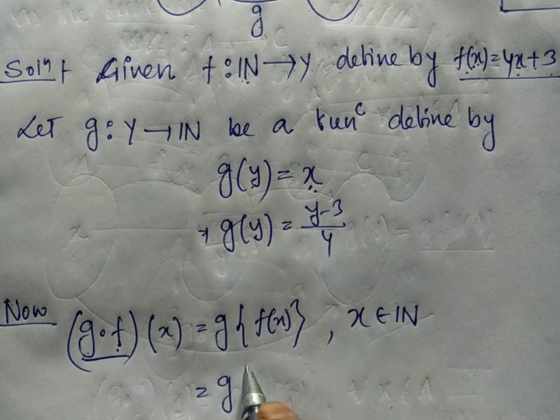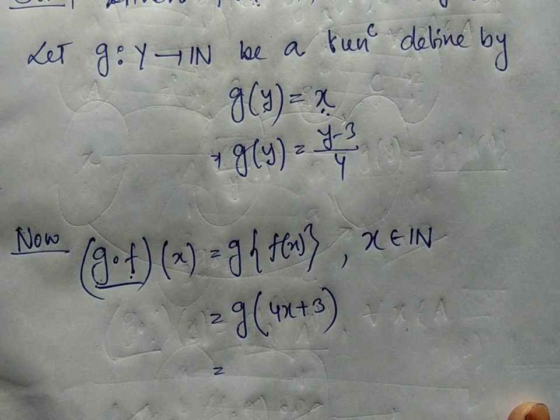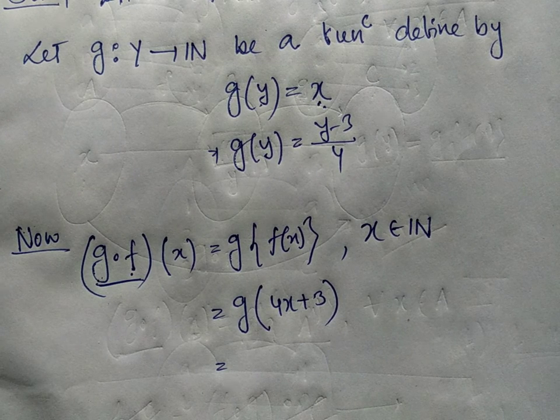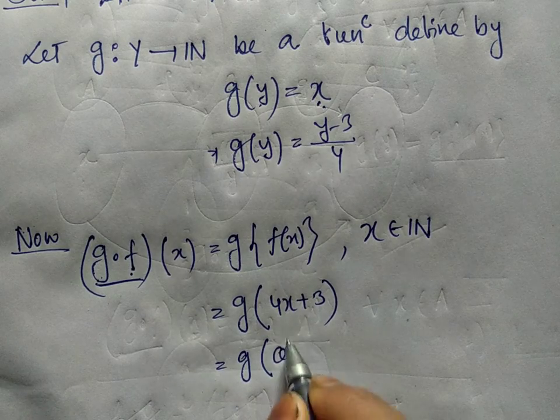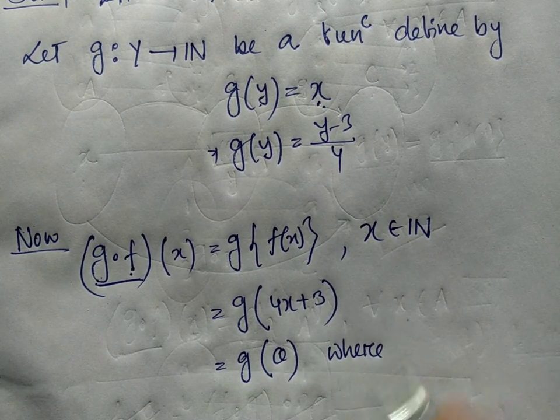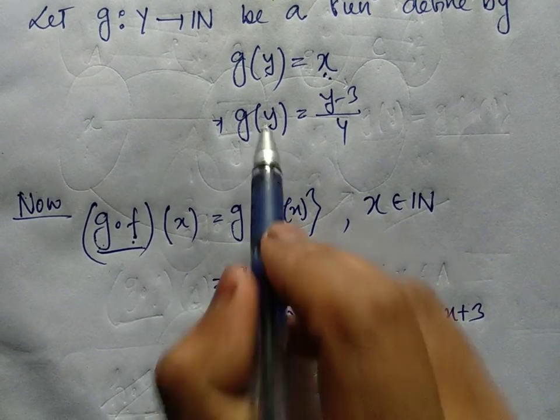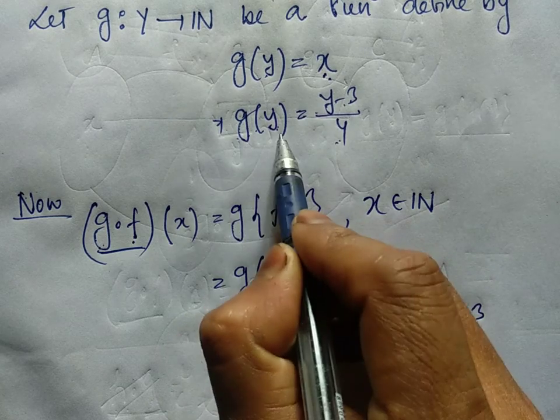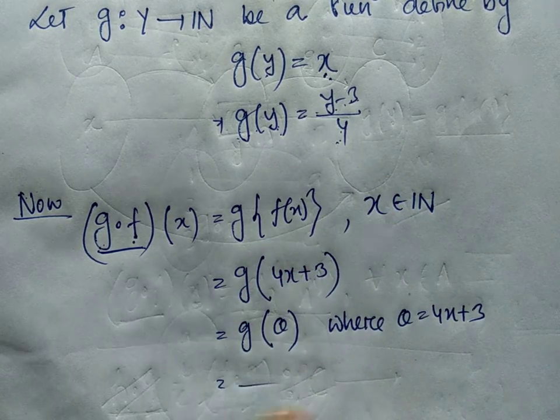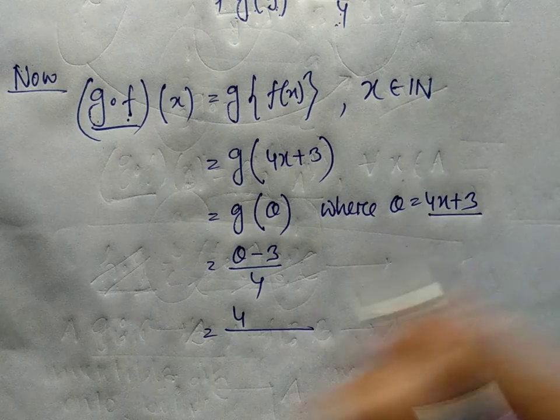g of f of x: f of x is given as 4x + 3, we put the value 4x + 3. I have already discussed in earlier videos that whenever you get an expression in place of x, or in place of the domain element, we will consider a new variable in that place. Suppose theta, where you can use any symbol in place of 4x + 3, theta is equal to 4x + 3. Now g of y is equal to (y - 3)/4, so g of theta is (theta - 3)/4. So what is the value of theta? Theta is 4x + 3.